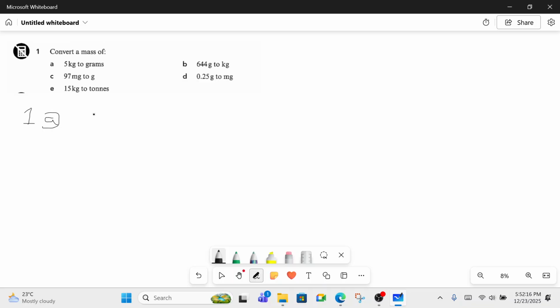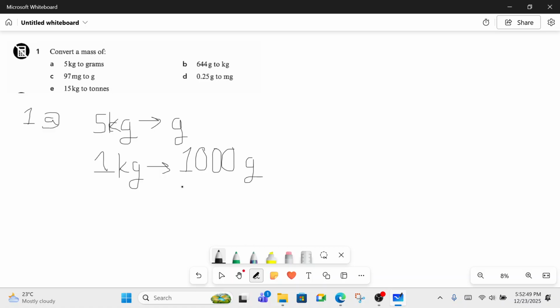Sorry if my handwriting's not good. So 5 kilograms, kg, into grams. So 1 kilogram represents 1,000 grams. So 5 kilograms.